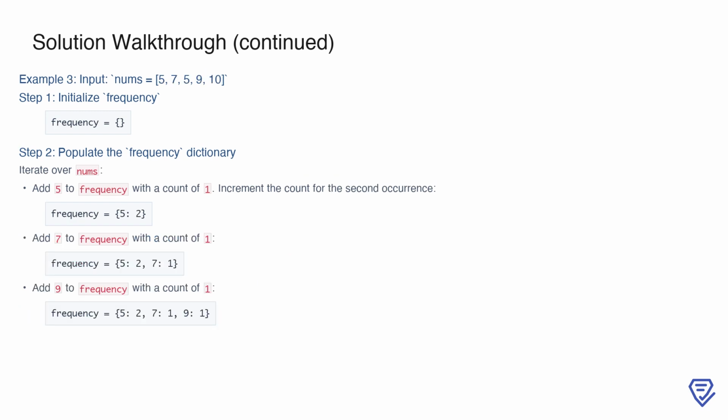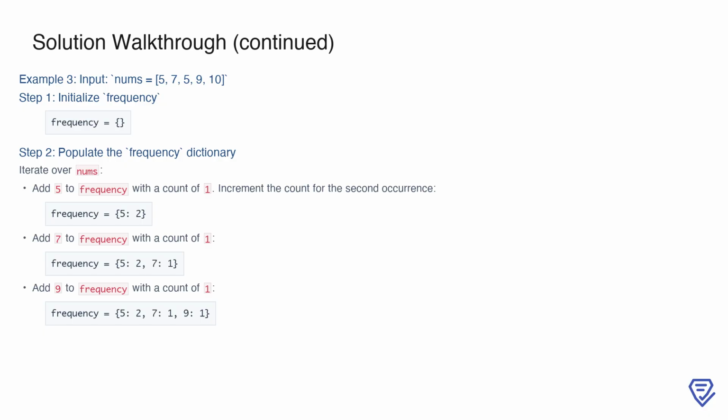In the third example, the input array is nums equals 5, 7, 5, 9, 10. We begin by initializing the frequency dictionary, starting with it empty. As we iterate through the array, we process each number to build the frequency dictionary. The first number, 5, is added to the dictionary with a count of 1. When we encounter 5 again, we increment its count, resulting in frequency equals 5: 2.